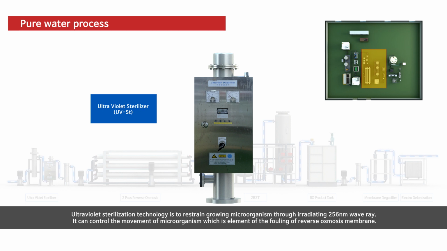The pure water process passes through ultraviolet sterilization technology first. Microorganisms existing in water can cause fouling of the reverse osmosis membrane in the post-process, which causes membrane occlusion. Therefore, using ultraviolet sterilization to repress and control the growth of microorganisms helps to smoothly operate the reverse osmosis membrane.